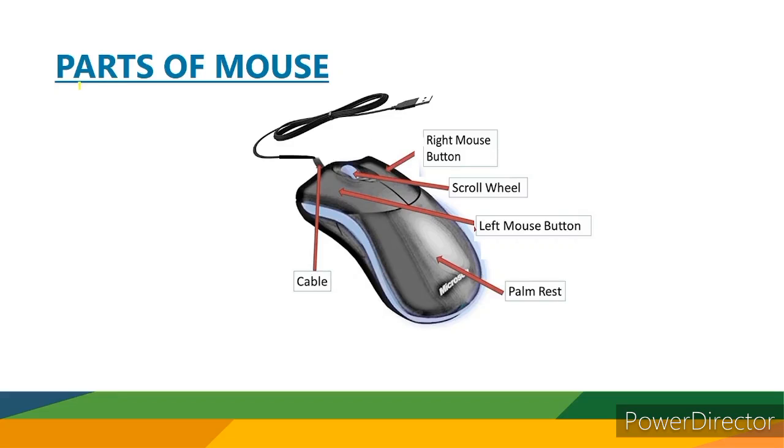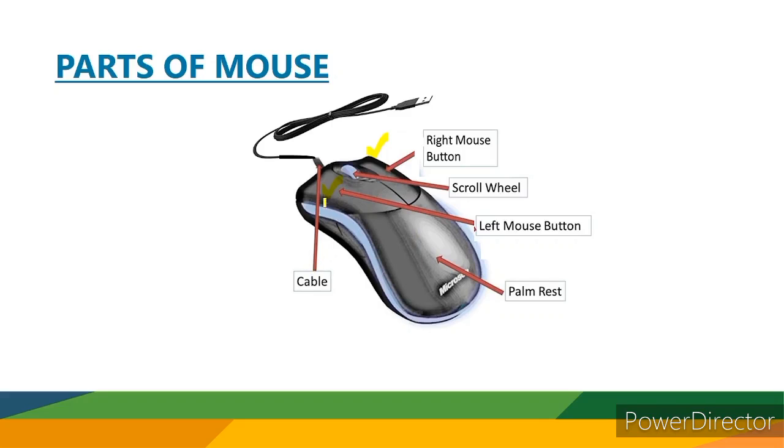So what are the different parts of a mouse? Look at here. A mouse has 3 buttons. So what are they? This button we call the left mouse button, and here we have another button that is called the right mouse button, and at the center we have a scrolling wheel. And this place is called the palm rest. So here we can rest our palm. When we hold the mouse, we can rest our palm on this area.